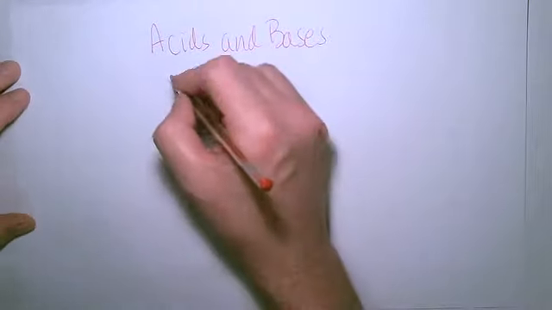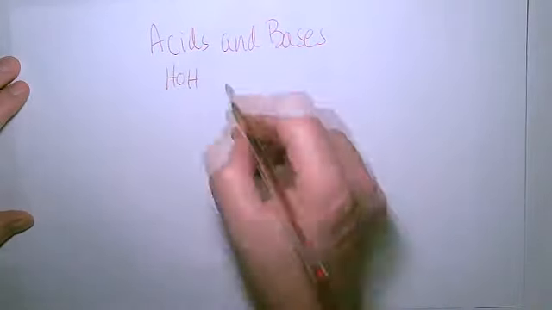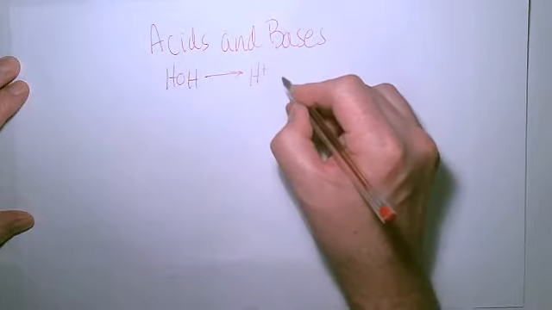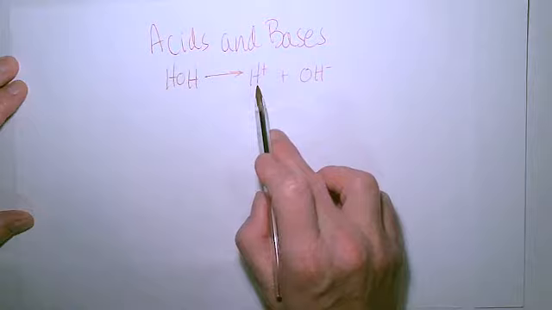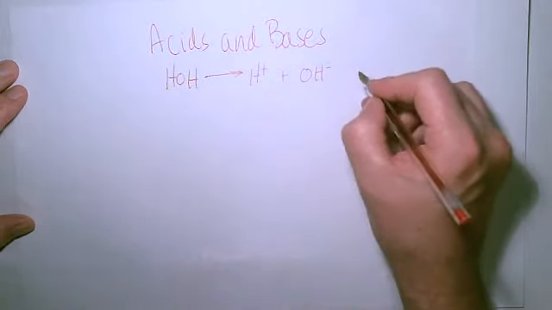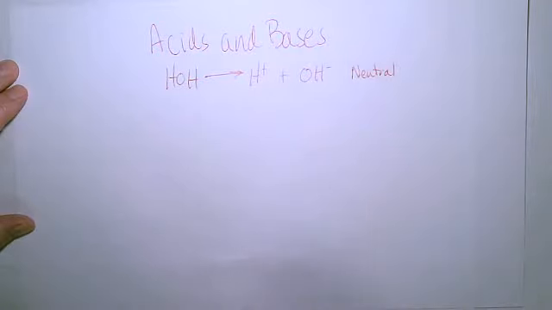First, we need to look at water. Water we have been writing as HOH, H2O, and water will break down into hydrogen ions and hydroxide ions. And if you note, there's an equal amount of hydrogen ions to hydroxide ions. And we say that this thing is neutral, that water is neutral. Well, what do I mean by that?